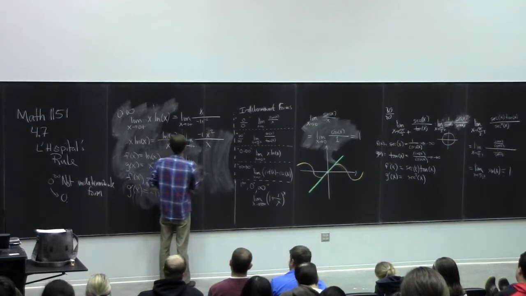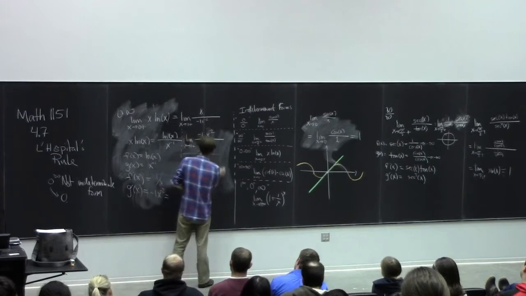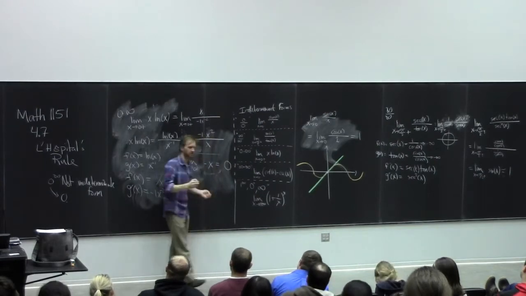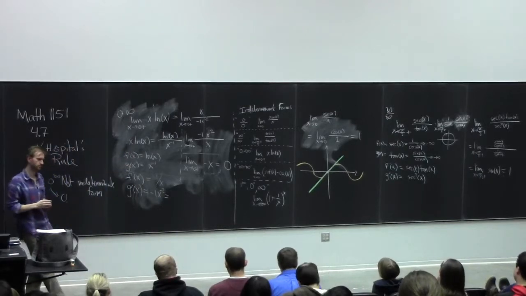So we can simplify this further. This is now equal to the limit as x goes to 0 from the right of minus x. And this thing here is equal to 0. So our limit's equal to 0.